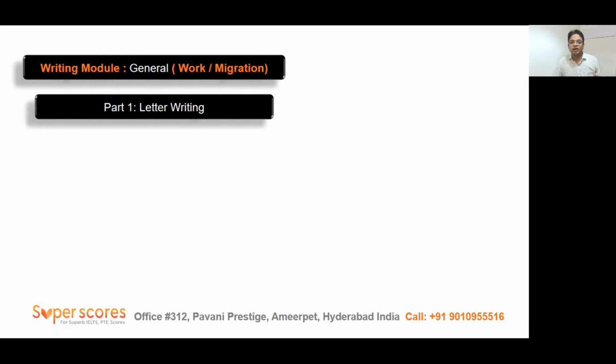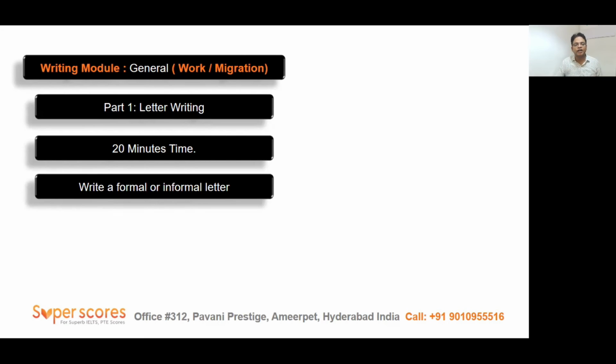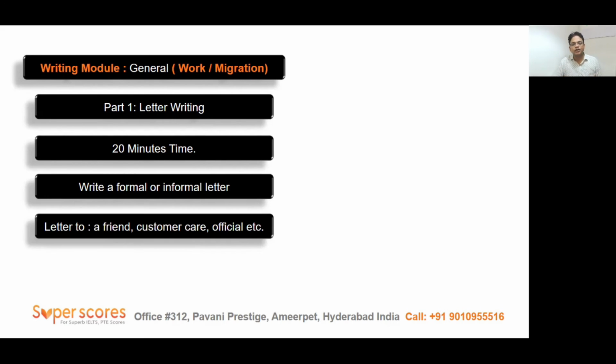For the general people, what is going to be the part 1? For the general people, the part 1 is going to be letter writing. So the time is again same for the part 1 of IELTS general people. It's 20 minutes time, and you will have to write an informal or a formal letter in this part. Okay, so the question can be asking you to write a letter to your friend or a customer care or an official, anything. It's in a general context letter you will write. So that's for 20 minutes.